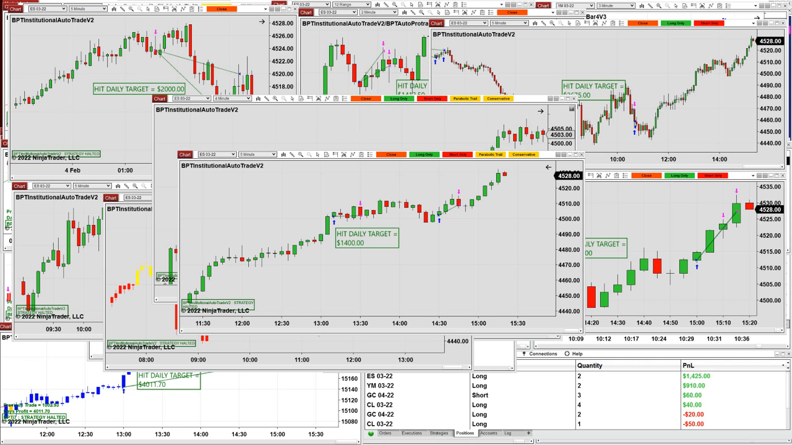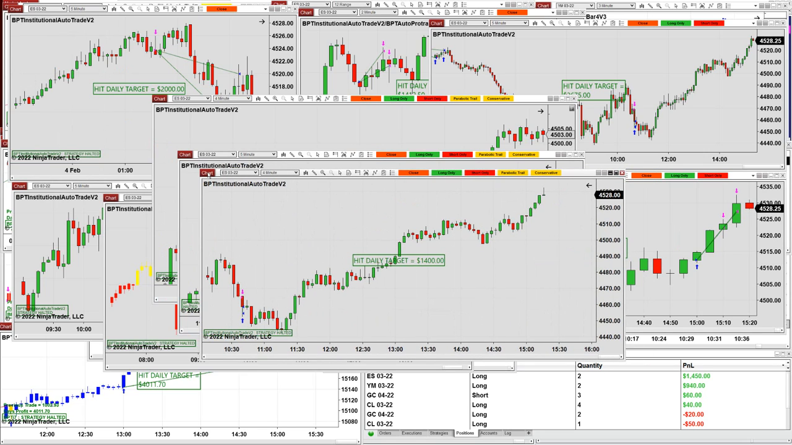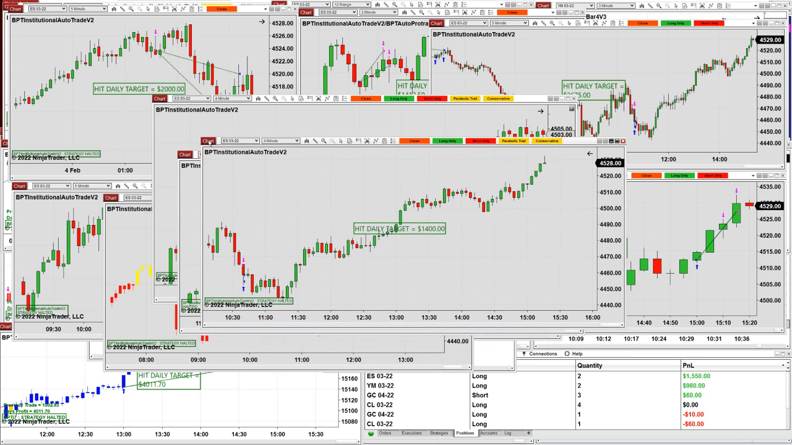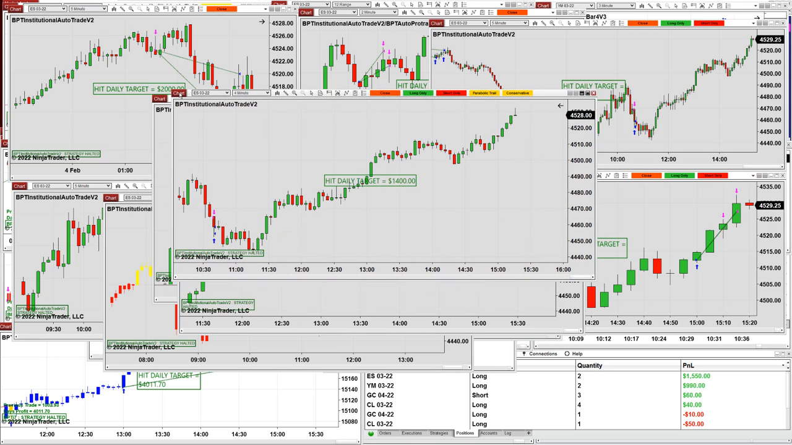ES 5 minutes. On those charts, you see 4 minutes and 5 minutes. On every chart is an institutional auto trade with a different entry. It's not the same entry, it's different entries. And all of it is in your package. There is no auto trade that is not in your package. All of it is in one package, compared with the price of somebody else selling just one auto trade.